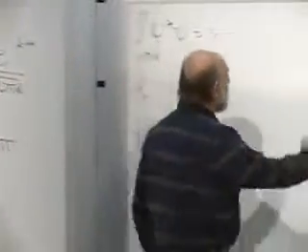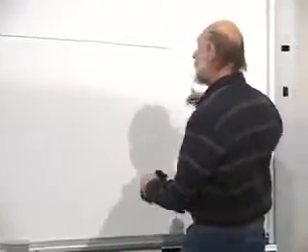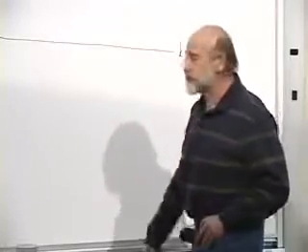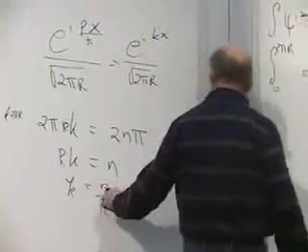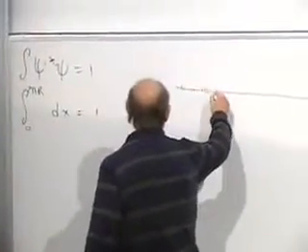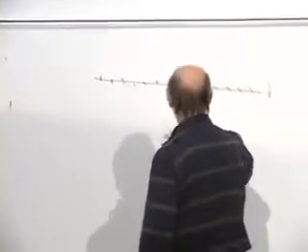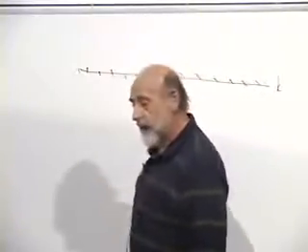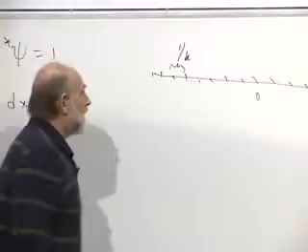Now, this means that if I were to plot on the horizontal axis the spectrum of possible values of k, I'm not making a graph, I'm just going to put down all the possible points k, they form a discrete collection with a spacing which is 1 over r. So, there they are. Those are the possible values of k, starting at 0, going off to negative infinity, going off to positive infinity. And the separation between them is 1 over r.